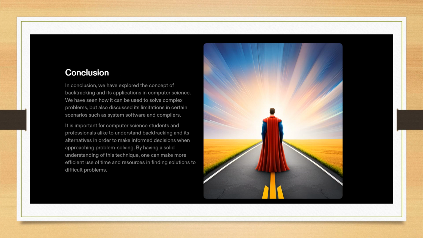At the end of the video, here is what we have discussed. We have explored the concept of backtracking and its application in computer science. We have seen how it can be used to solve complex problems, but also discussed its limitations in certain scenarios such as system software and compilers. It is important for computer science students and professionals alike to understand backtracking and its alternatives in order to make informed decisions when approaching problem solving. By having a solid understanding of the technique, one can make more efficient use of time and resources in finding solutions to difficult problems.